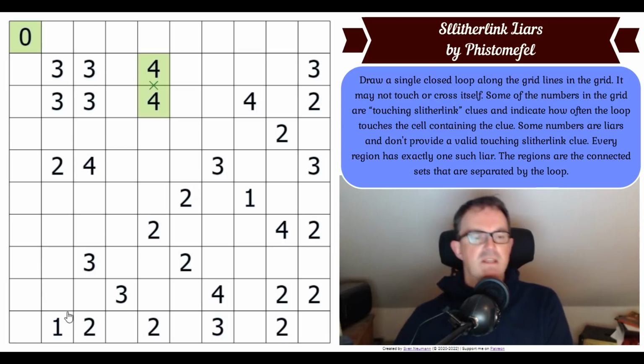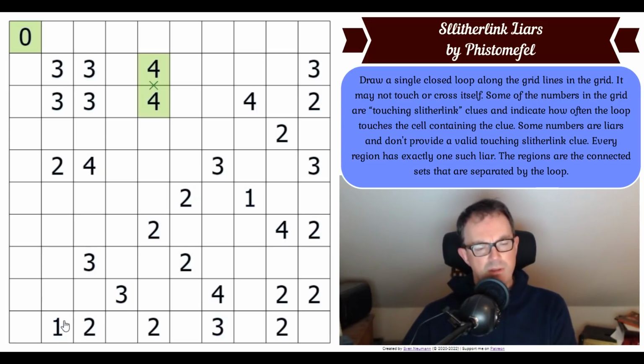Right, let's have a think about these clues on the perimeter then. A 1 on the perimeter, we're saying that if it's a true clue, oh, this is horrible. No, 1 is horrible. It could be that. It could just flick the edge of it. But it could also take a lot of it, like that, and be a true clue. Do that. That would be a 1. So a 1 is not very useful.